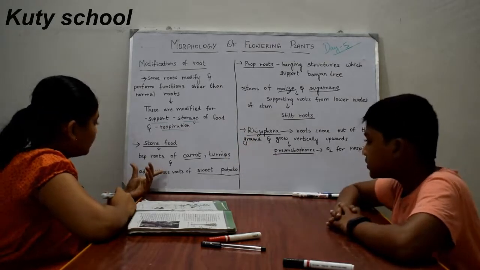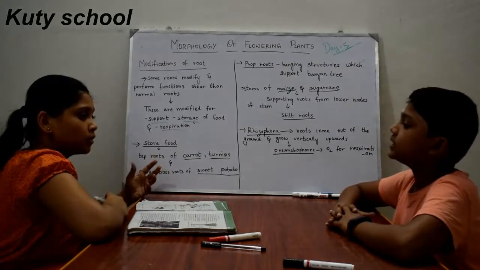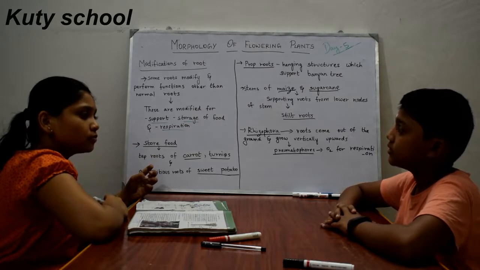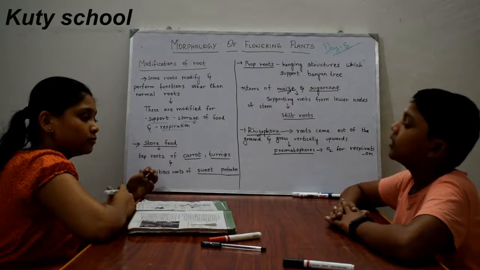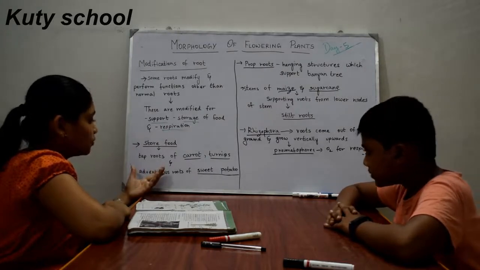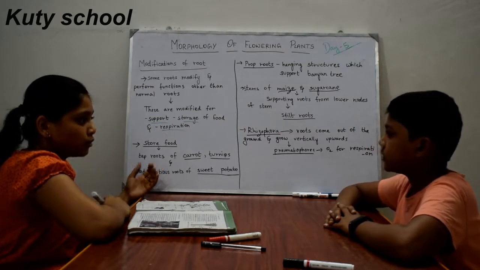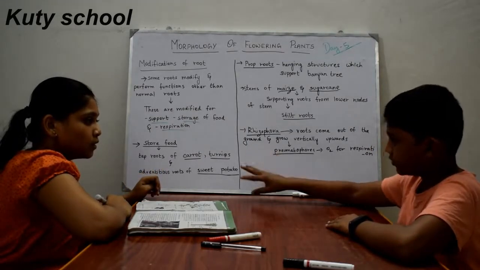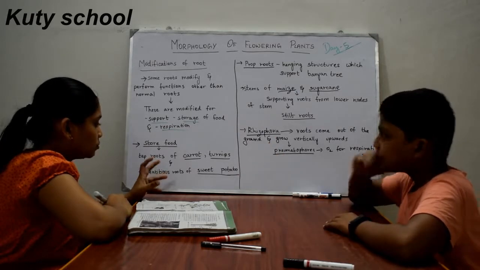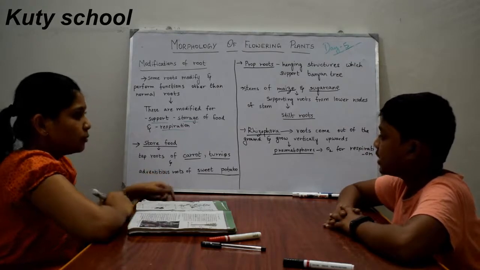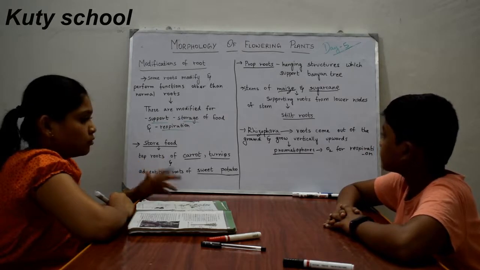And adventitious roots of sweet potato. Sweet potato is an adventitious root, which we have discussed, which grows from a part other than the radicle. These roots of sweet potato also store food. Sweet potato is generally used for food. It is a root modified to store food. This is one kind of modification, for food storage.